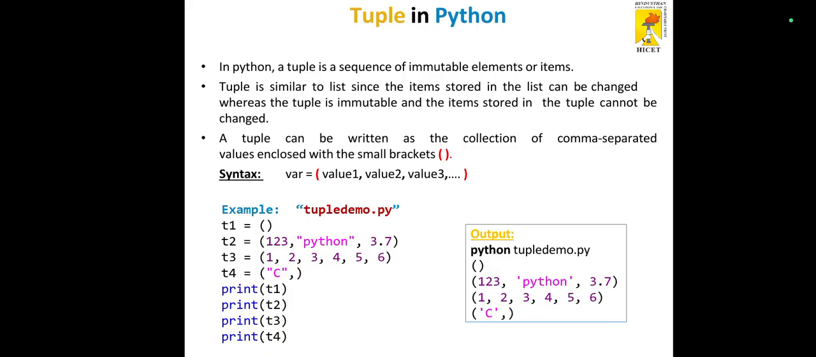So in this example you can see T1, T2, T3 and T4. T1 is the empty tuple, T2 contains the values 1, 2, 3, Python and 3.7, T3 contains the values 1, 2, 3, 4, 5, 6 and T4 contains the items of C.